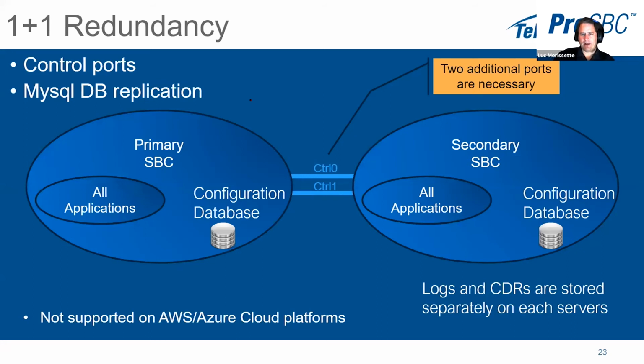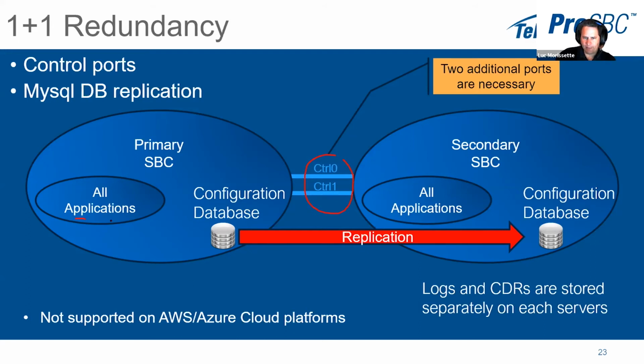Yeah, we talked about this a little bit. I just want to revise this. You need two control ports in one-person redundancy. You will have a MySQL database replication. So we're using a MySQL database or MariaDB, and we use the replication scheme from those databases. This works great on the systems. The replication is very efficient.